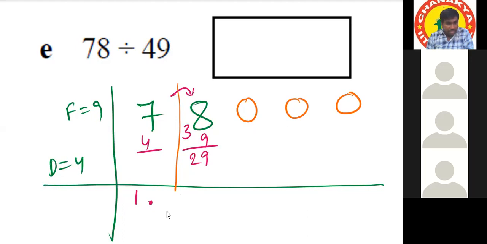4 7s are 28. But if we take 7, the next flag multiplication will be a higher number. 7 9s are 63. So 7 times is not possible. 6 times is also not possible. 5 times, sir. 6 times 9 is 54. 5 times it will come. Yes, 5 times is better.